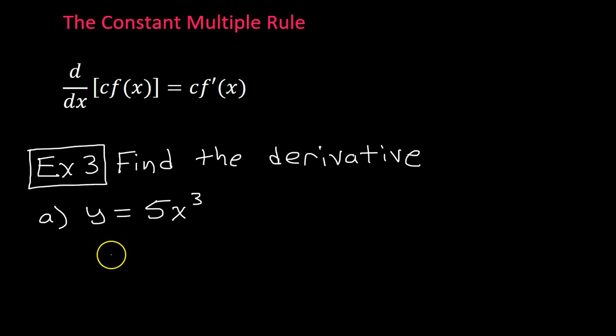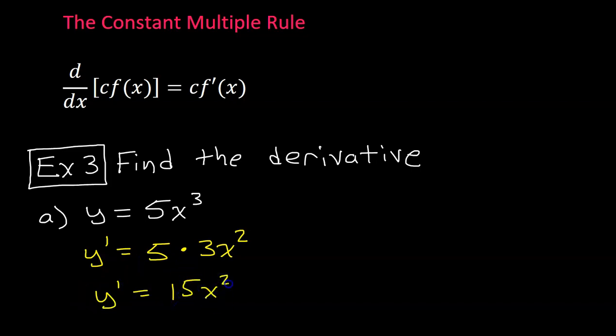So looking at example 3, if I want to find the derivative y prime, I see the constant there. I can just leave the constant in front and go ahead and take the derivative of x to the 3rd power. Using the power rule, we bring the 3 to the front and then reduce the exponent by 1. And then afterwards, we multiply by the constant. So y prime will equal 15x squared.